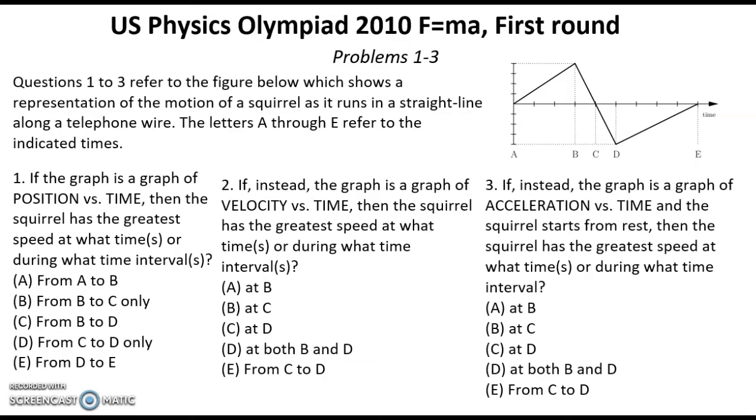Hello everybody. Today we will start to discuss problems from the first round of the US Physics Olympiad, year 2010, F equals MA. Each year this round has 25 problems for which you have 75 minutes, and you need to choose correct answers from 5: A, B, C, D, E, usually like this.